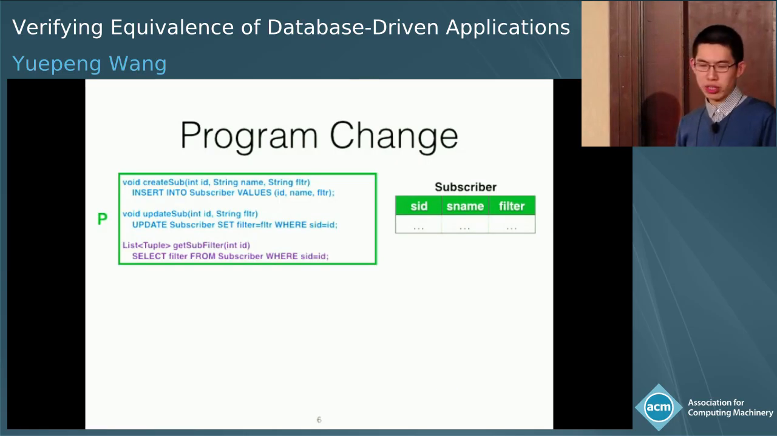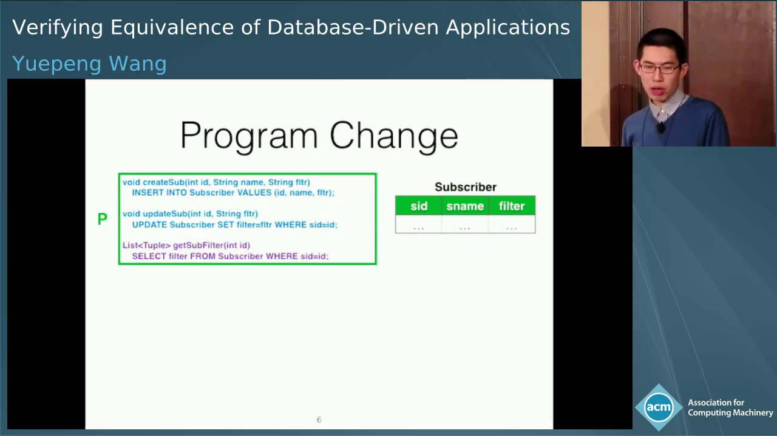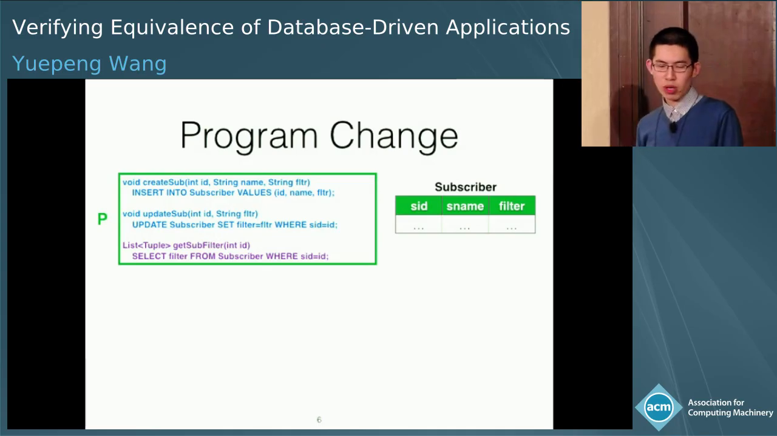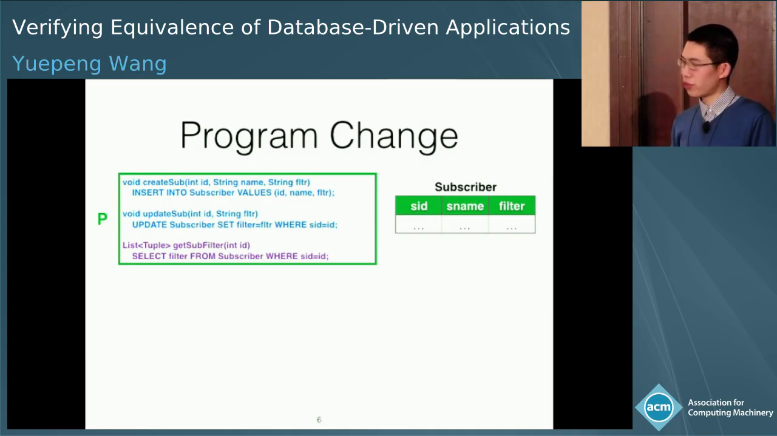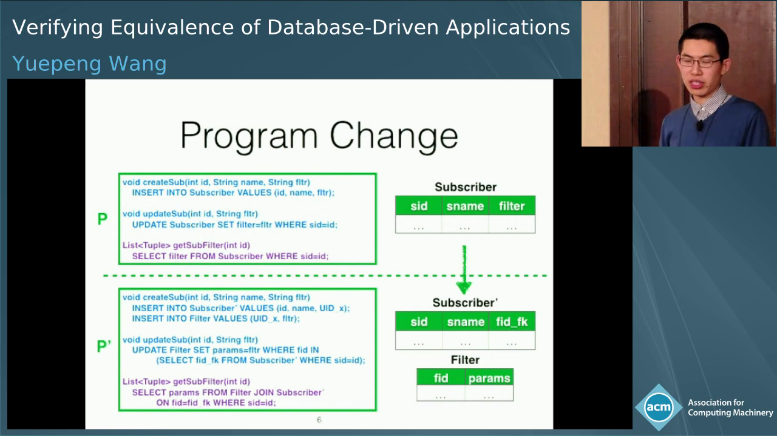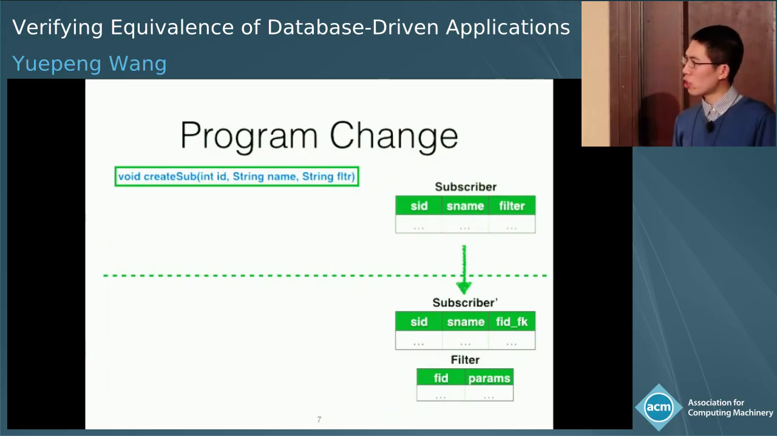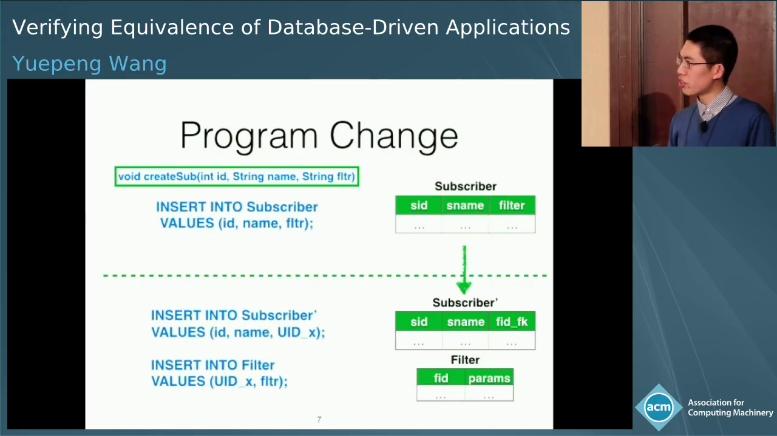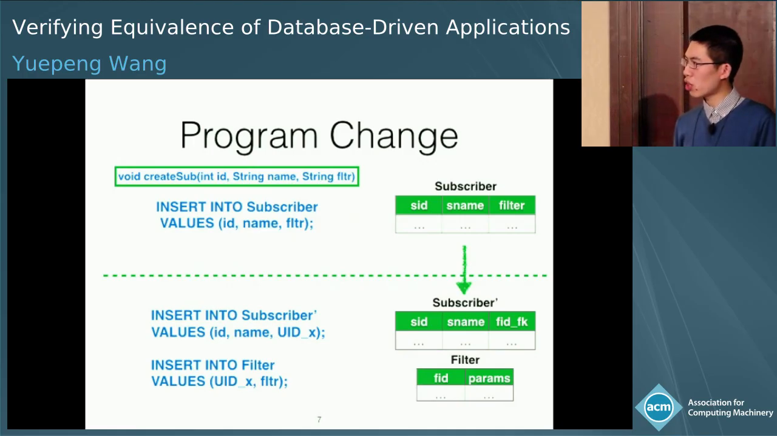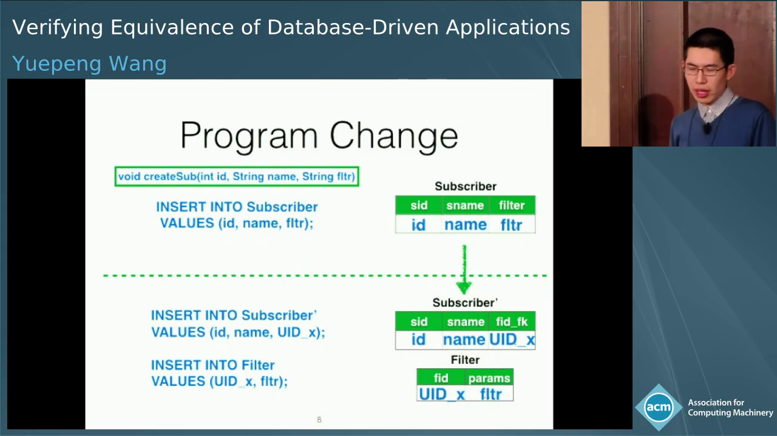So after the developers change the schema, they also need to re-implement the program. For example, suppose you have three transactions in the program: one for creating a subscriber, one for updating the subscriber information, and one for querying the filter. Under the new schema, the interfaces of these three transactions remain the same, but all their implementations are different. For instance, this creation transaction previously just inserted a subscriber record into a single table, but now it has to insert two separate records into different tables. For other transactions, you also need to do similar modifications.